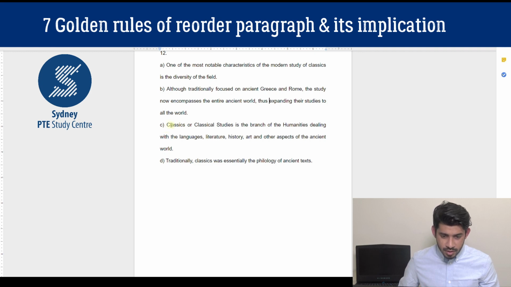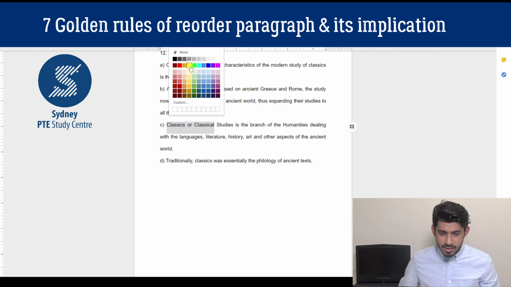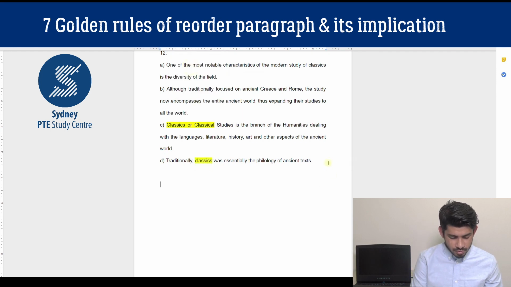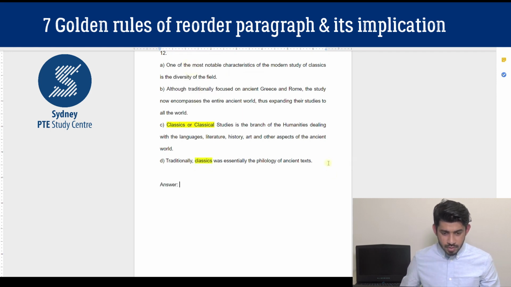So now I've got my topic here, right? It talks about classic studies or classical studies. So traditionally classics. Now I've got the similar words here, classics and classics. So there is no doubt that these two can make a pair. So obviously C and then D, right?